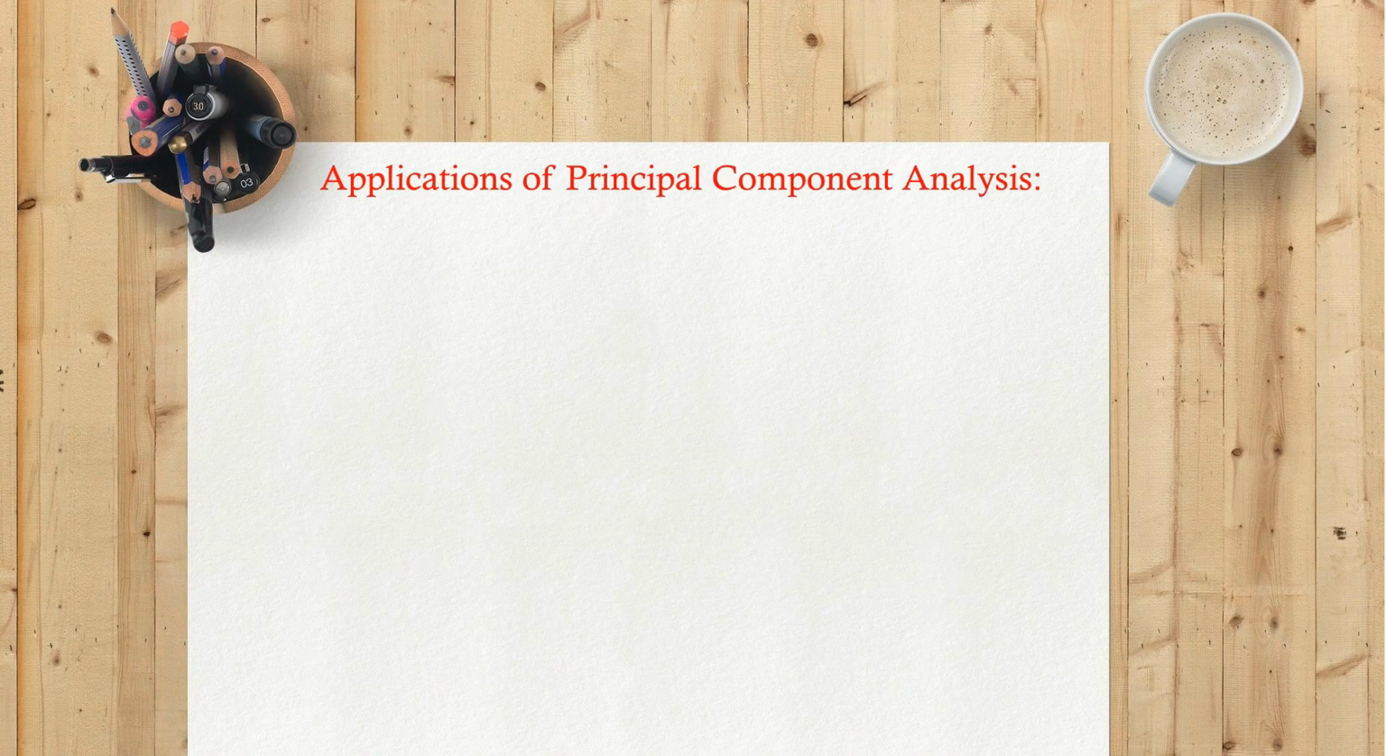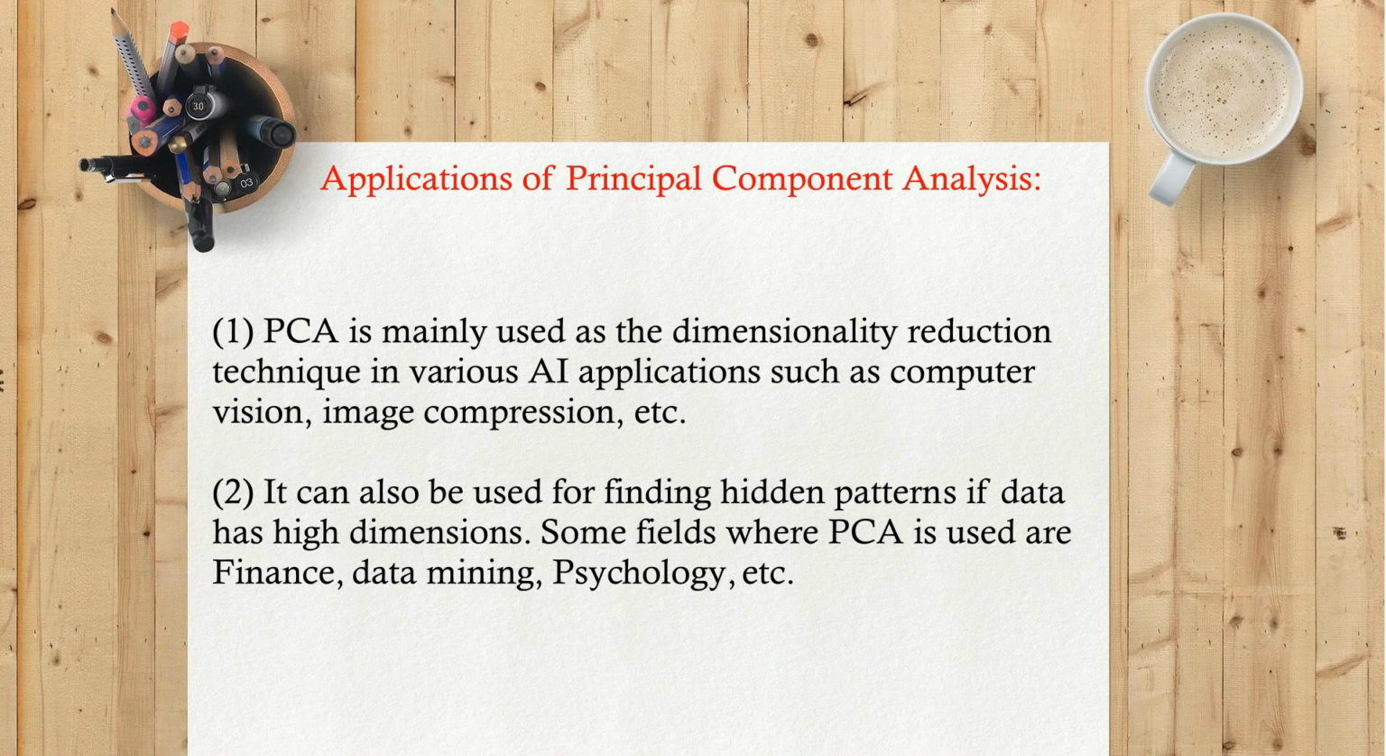Applications of principal component analysis. 1. PCA is mainly used as a dimensionality reduction technique in various AI applications such as computer vision, image compression, etc. 2. It can also be used for finding hidden patterns if data has high dimensions. Some fields where PCA is used are finance, data mining, psychology, etc.